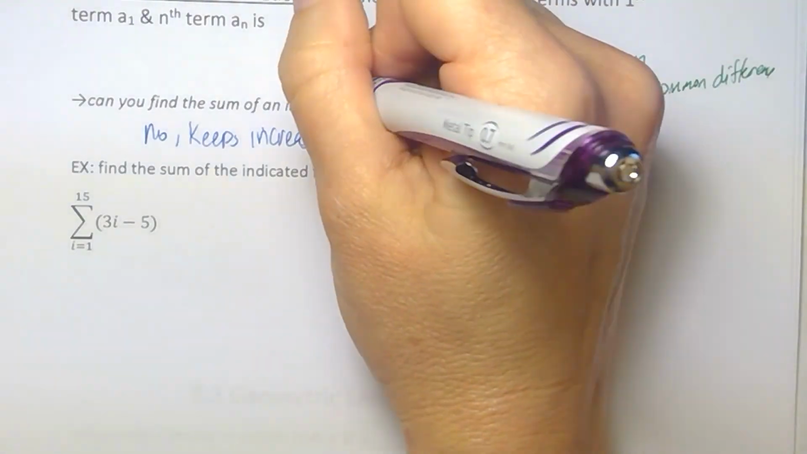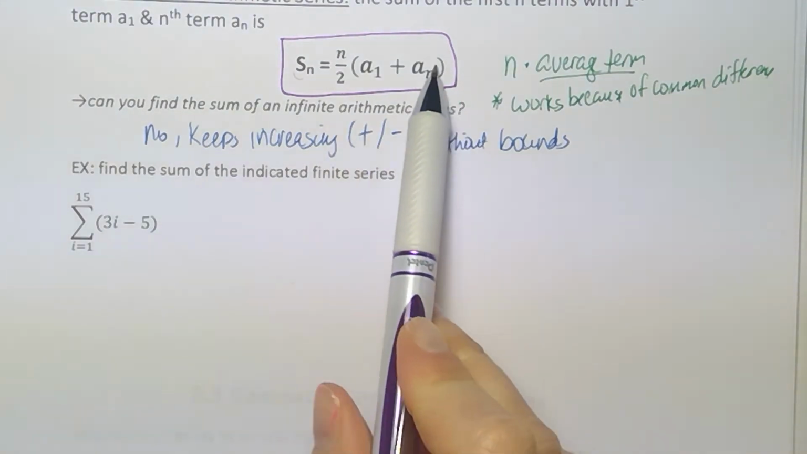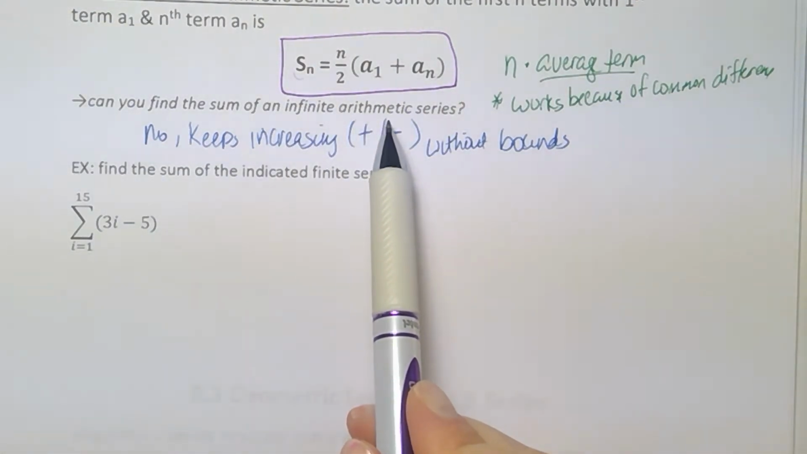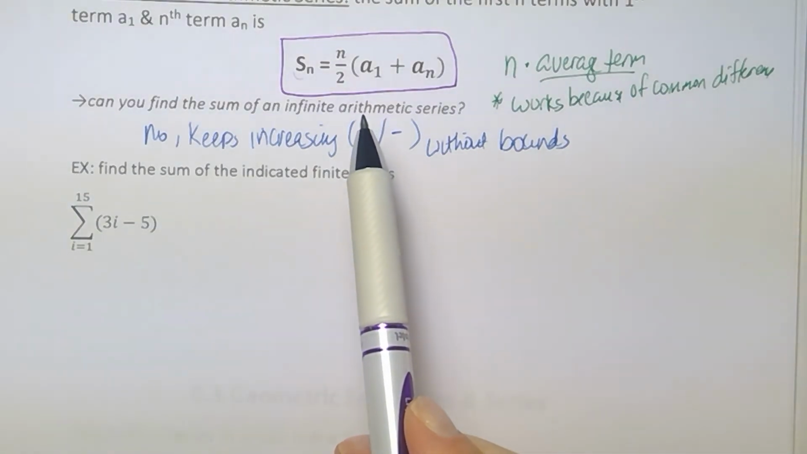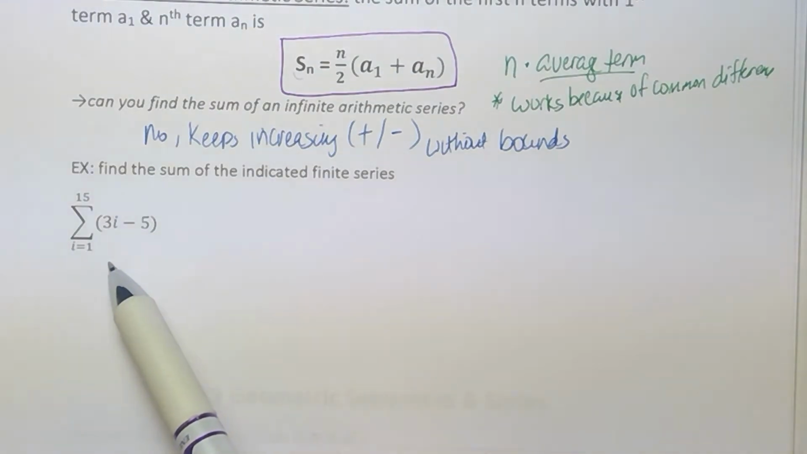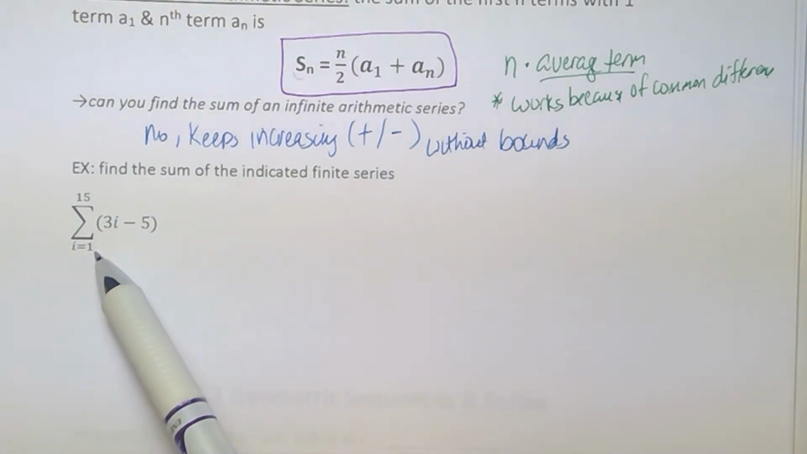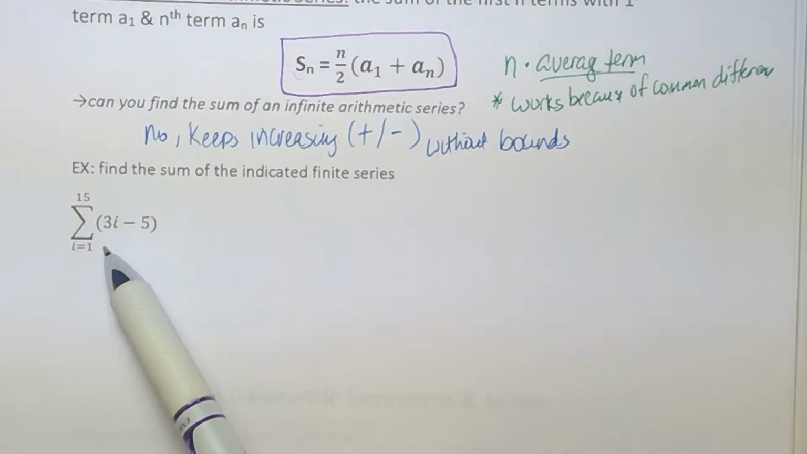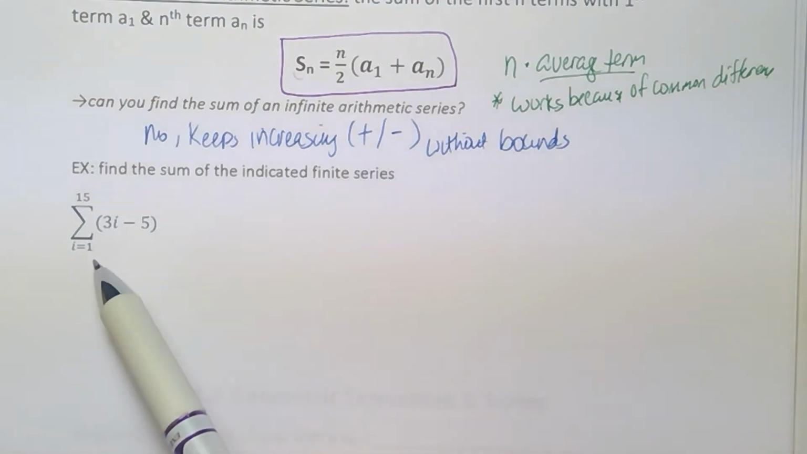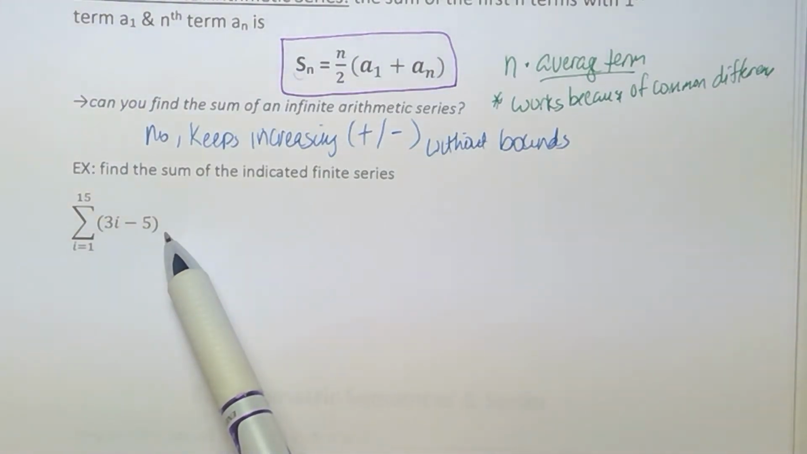This is how I would find that sum. Now remember, I said for the test, you don't have to memorize this because I'm never going to give you a sum to find that you couldn't just add up all the terms. This one's a little large. This says to find the sum of the first 15 terms. How do I know I want the first 15 terms? Because my index of summation is from 1 to 15. So I want to find the sum of the first 15 terms of this series, 3i minus 5.